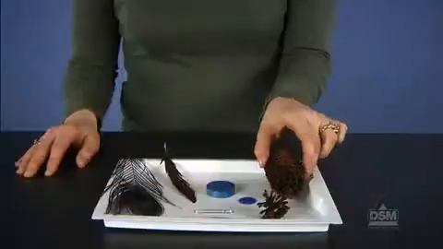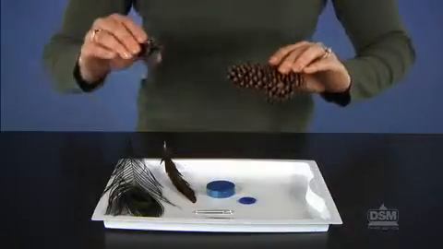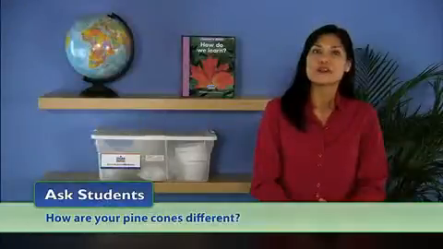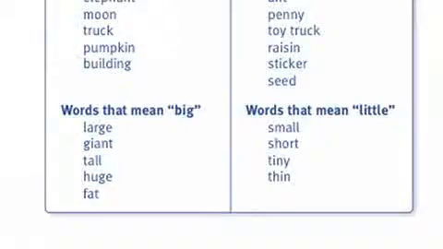For example, have students find the pine cones on their trays and ask, "How are your pine cones different?" Again, students will probably use the words big and little to compare the objects. Students may also use other descriptive words such as long and short or fat and thin.